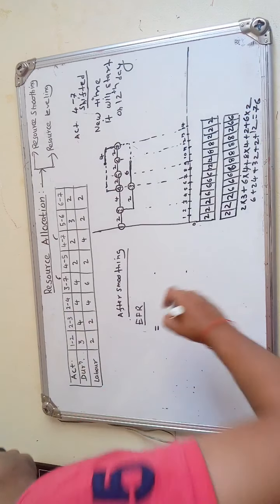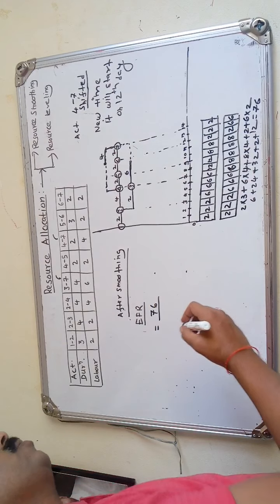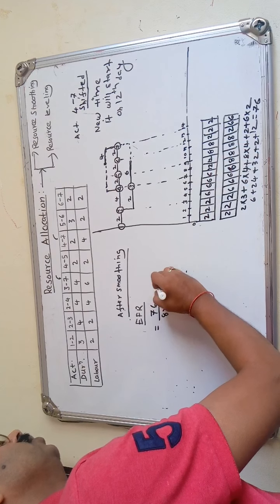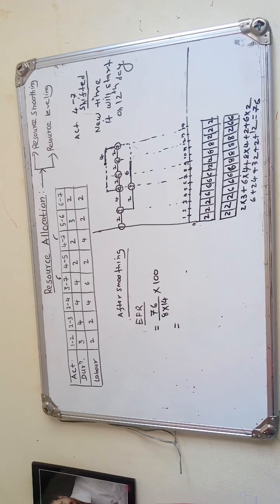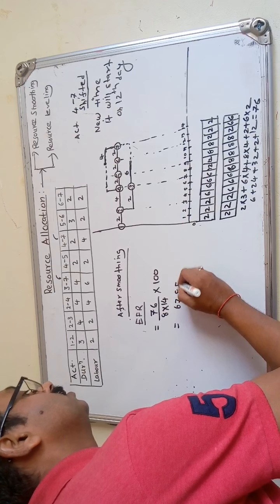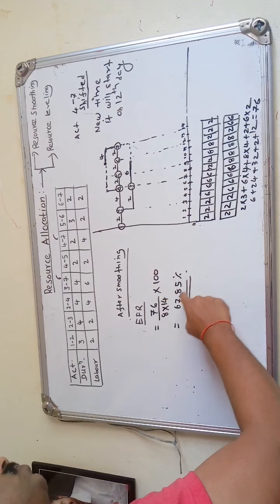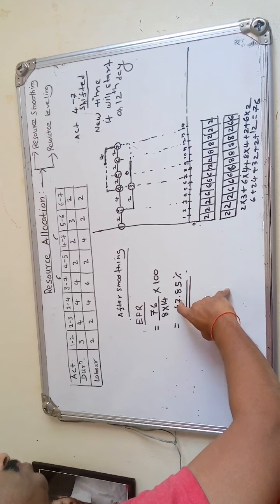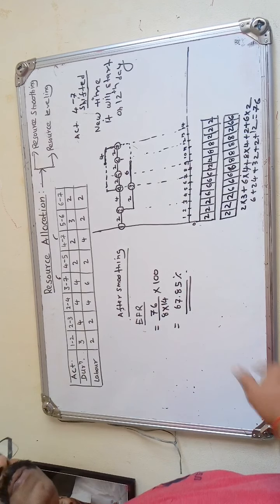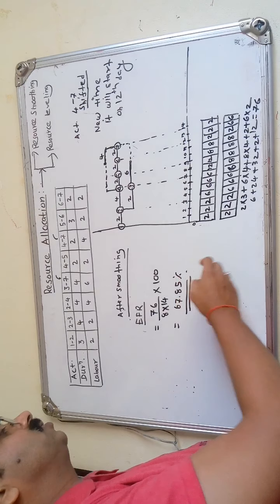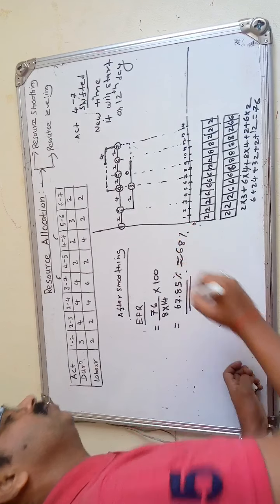76 upon how many we have got now? 8, maximum 8 for how many days? 14 days, into 100. What is the EFR? Work it out. 76 divided by 112 into 100 is 67.85. By only shifting the start time of the activity 4 to 7, the effective force ratio we obtain is 67.85. Earlier, before smoothing, it was 45%. After smoothing, we got approximately 68%. So this tells that you have used the technique effectively.